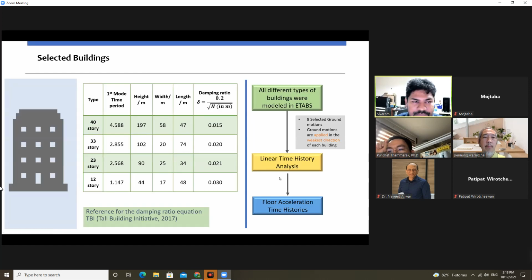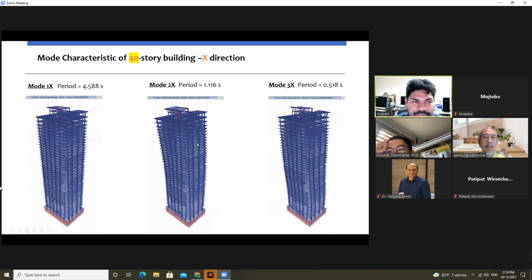The ground motions are applied in the weak direction, and we did linear time history analysis because we focus on non-structural components. We are not considering the structural part. That's why we choose linear time history analysis. Then we can get the floor acceleration time histories. So this one is the mode shape for the 40-story, 33-story, 23-story, and 12-story buildings.